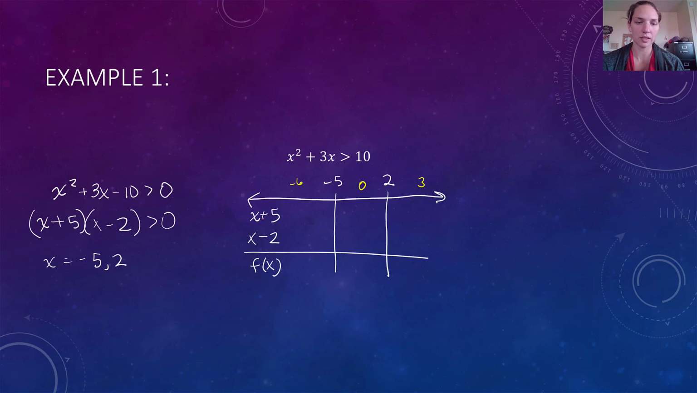Let's see, if I put -6 in here, I get a negative. If I put 0 in, I get a positive. And if I put 3 in, I get a positive. If I put -6 into x minus 2, I get a negative. 0 in, I get a negative. Put 3 in, and I get a positive.